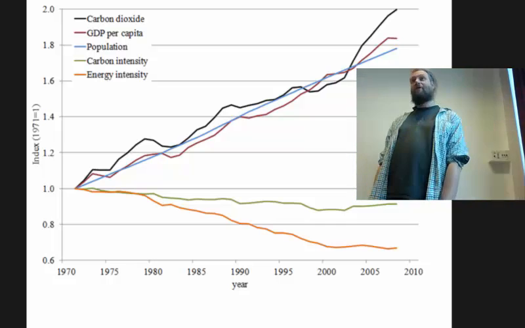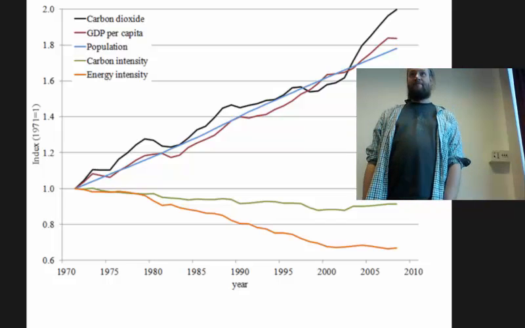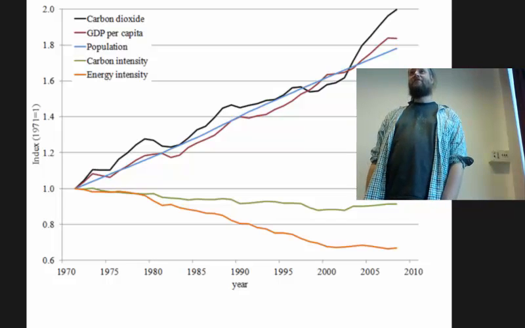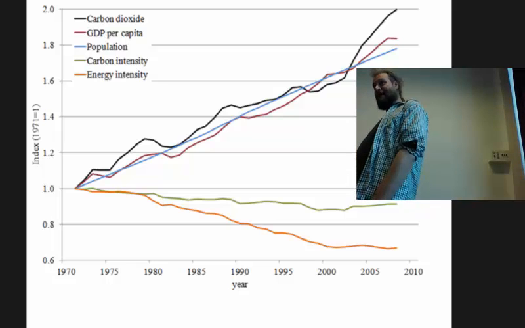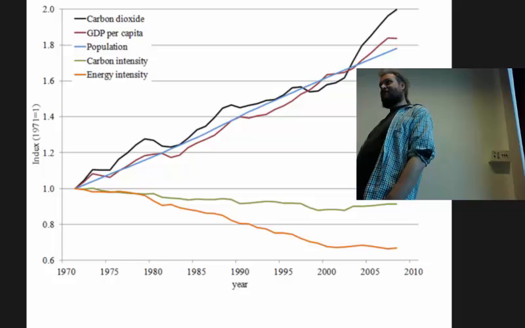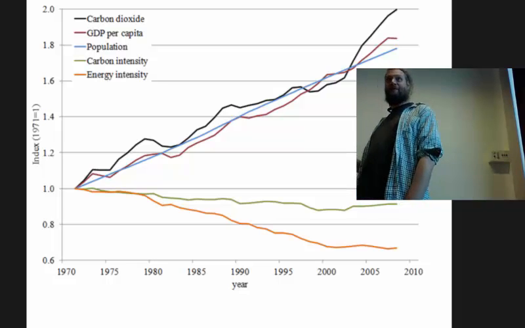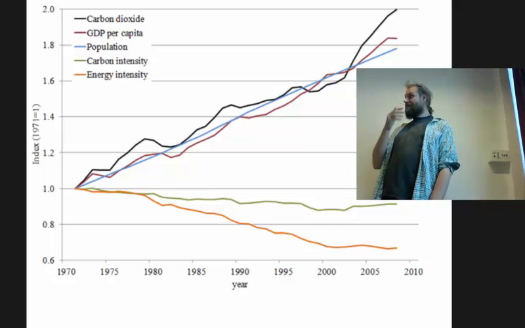What we need to do if we want to cut emissions is not come up with smarter ways to use energy. That's not enough. Because the market has always been doing that, because energy is a cost.